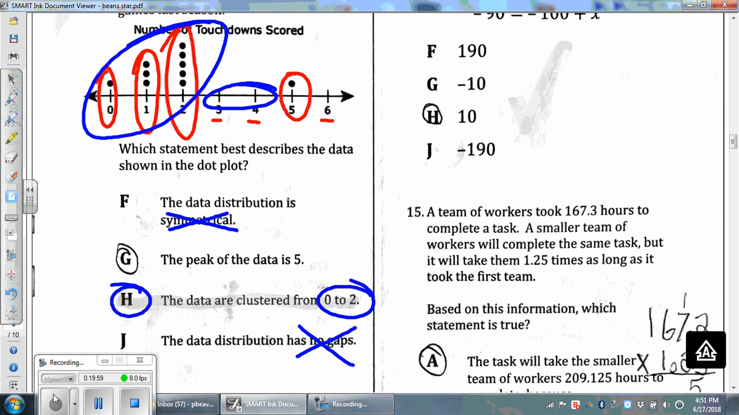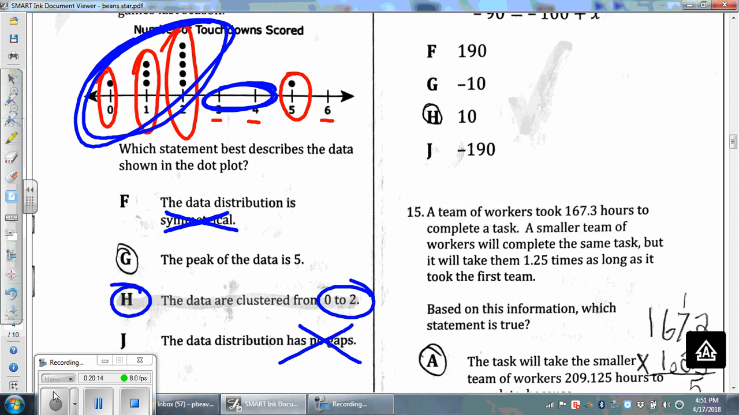And so you could see here, they're all in this area. And so J is false because it says it has no gap. So that's absolutely false. Here we have a gap. Now, the first one, symmetrical, is not true because you can see it's pretty clear it's not symmetrical.